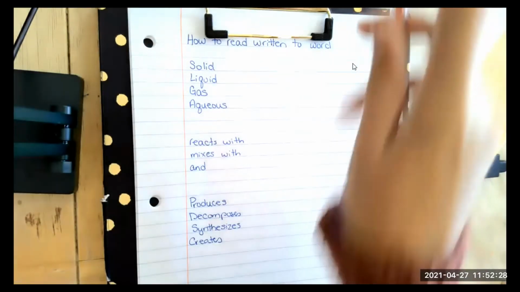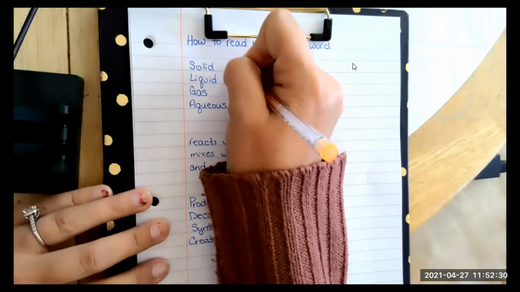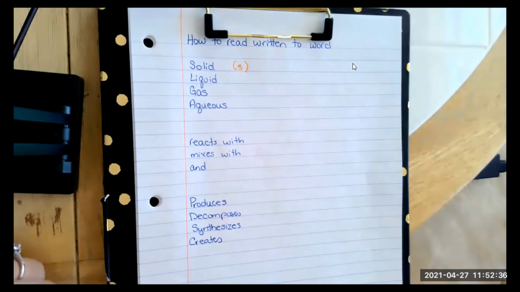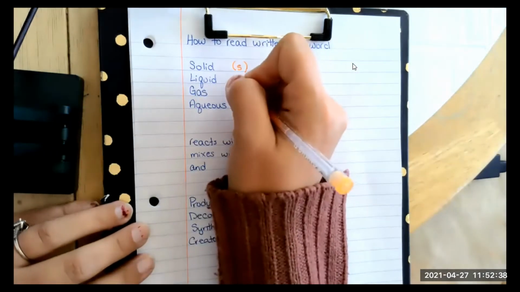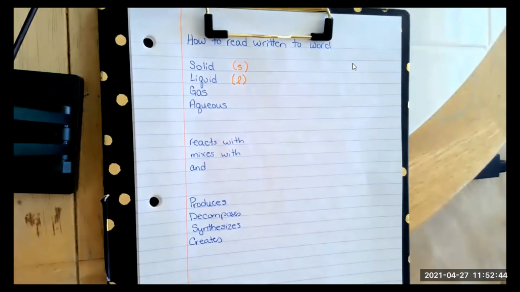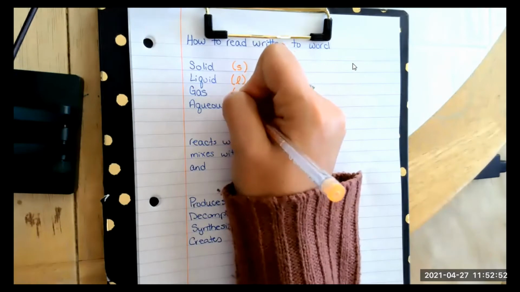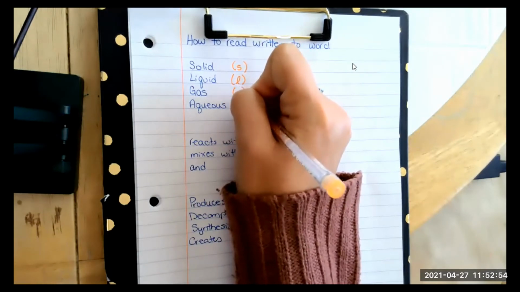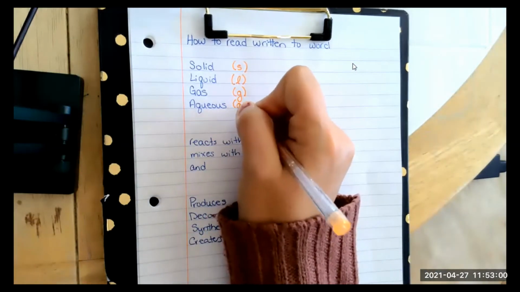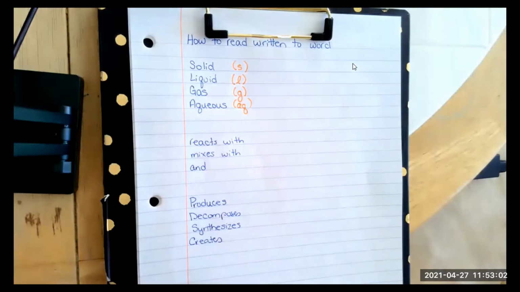If you see the word solid, you're going to write it as parentheses, small s, and parentheses. If you see the word liquid, you're going to write it as parentheses, small l, and parentheses. I use a lowercase l for that. For gas, we're going to do parentheses, small g, and parentheses. And then for aqueous, we're going to do parentheses, aq, and parentheses. And this is what it stands for in equation format.